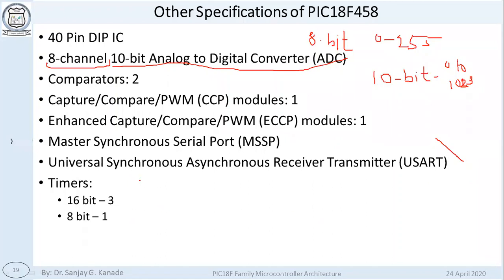And there are 4 timers, 3 16-bit timers and 1 8-bit timer. We have 4 timers inside the microcontroller. All we are saying is that all these things are inbuilt inside the PIC18F458 microcontroller. The memory that we talked about is also inbuilt. It is also on-chip memory.